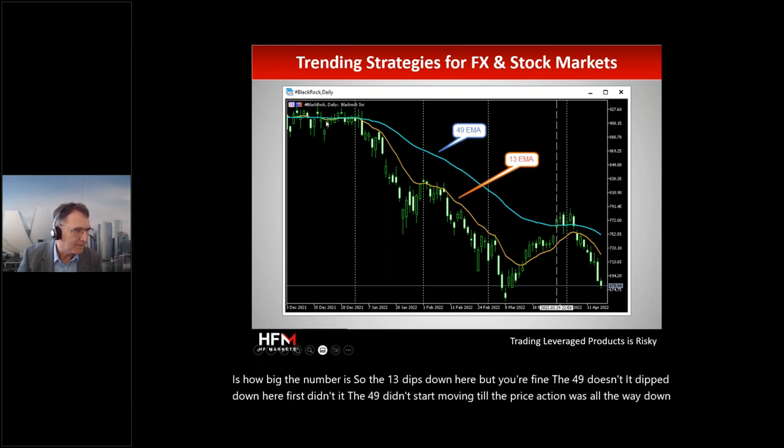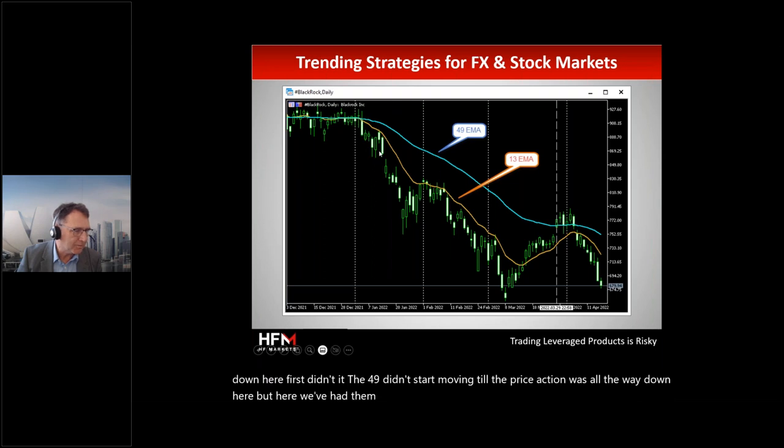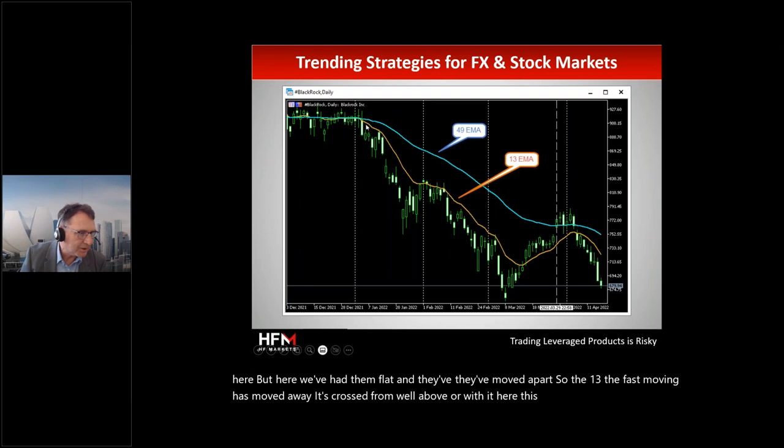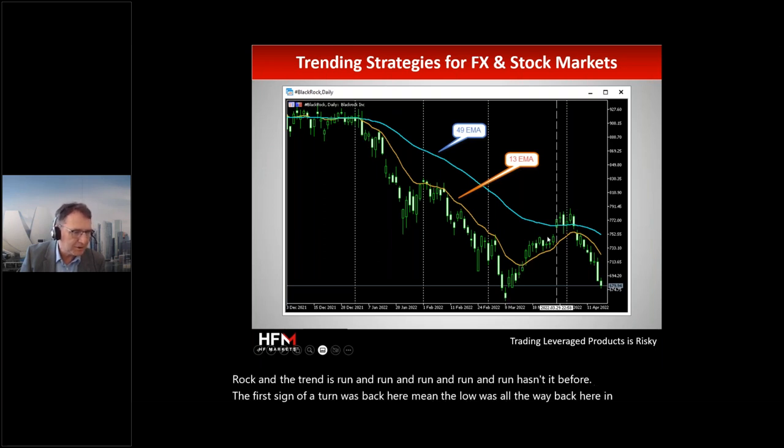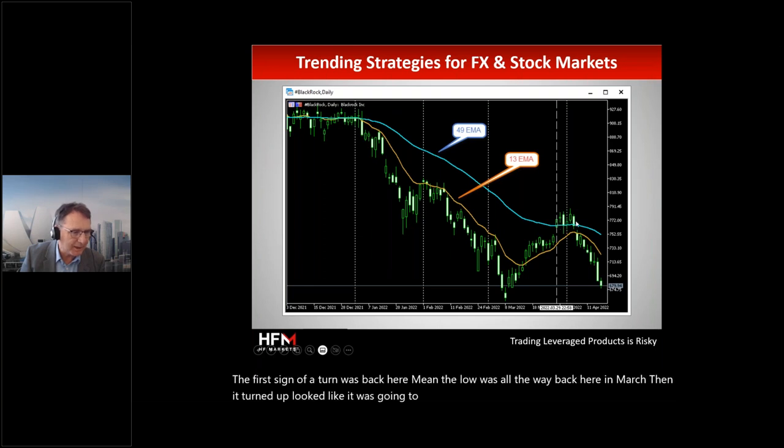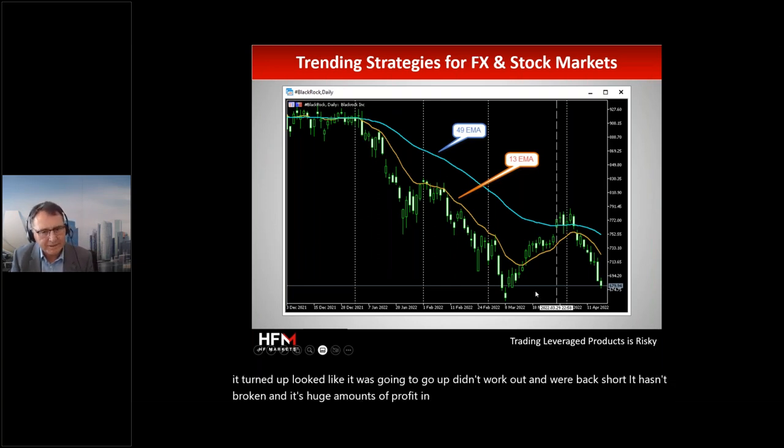But here we've had them flat, and they've moved apart. So the 13, the fast moving average, has moved away. It's crossed from above or with it here. This happens to be BlackRock. And the trend has run and run and run, hasn't it, before the first sign of a turn was back here. I mean, the low was all the way back here in March. Then it turned up, looked like it was going to go up, didn't work out, and we're back short. It hasn't broken. And there are huge amounts of profit in these big long trends, even if you're using these sort of slow moving averages.